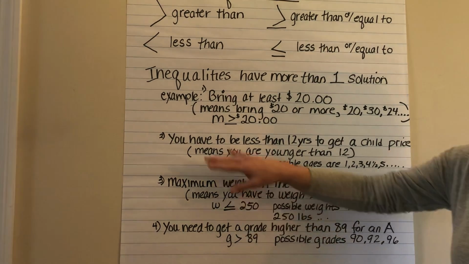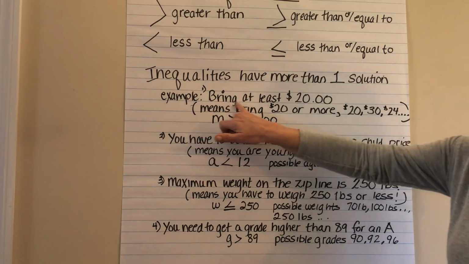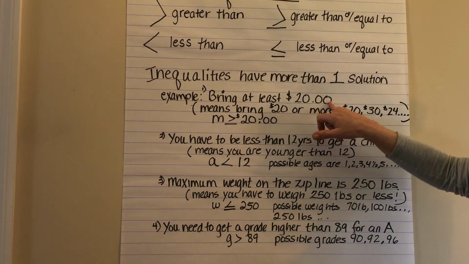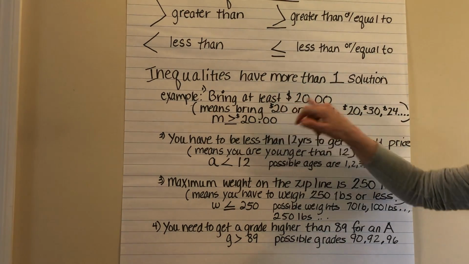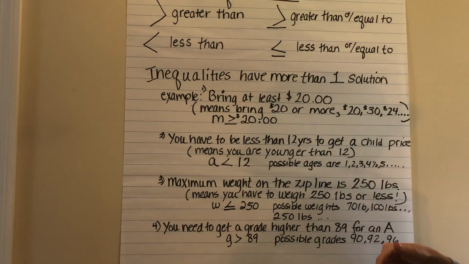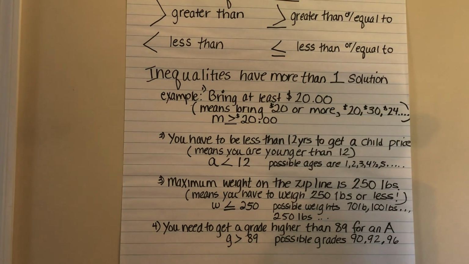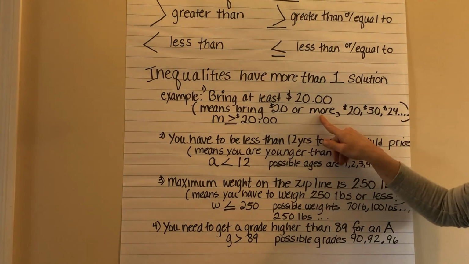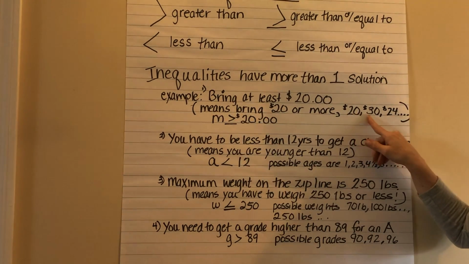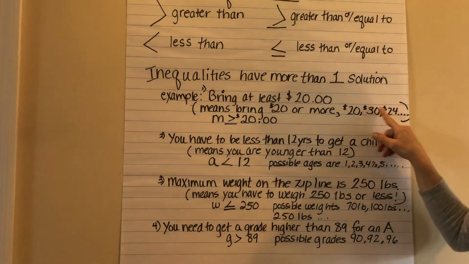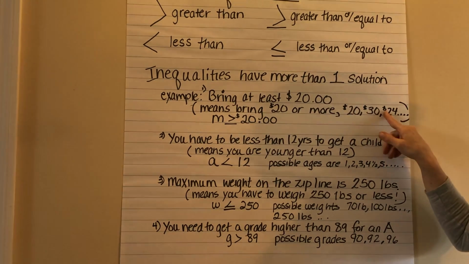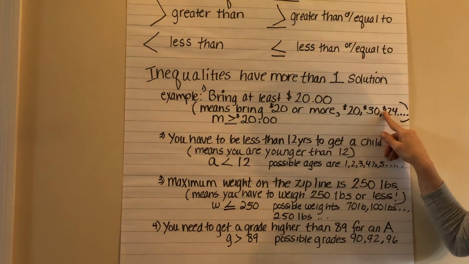So I've written down a few examples that are similar to your current assignment, so hopefully it helps you. So the first example says bring at least $20. So if you are going to bring at least $20 somewhere, in your mind you're thinking, okay, I can bring 20, but I could also bring more than 20. So that means 20 or more. You could bring 20, you could bring 30, you could bring 100. As long as it's 20 or greater, it's an answer to this inequality.